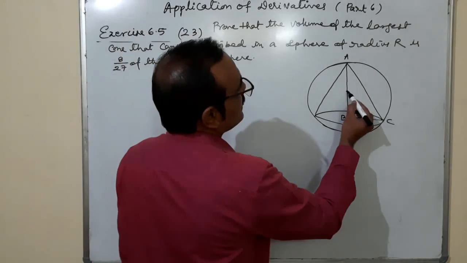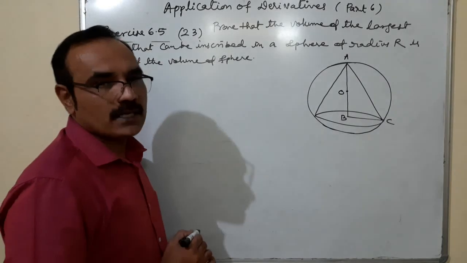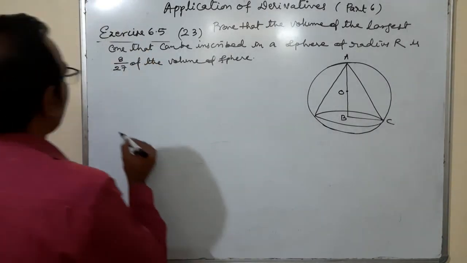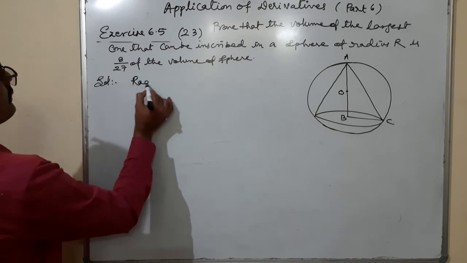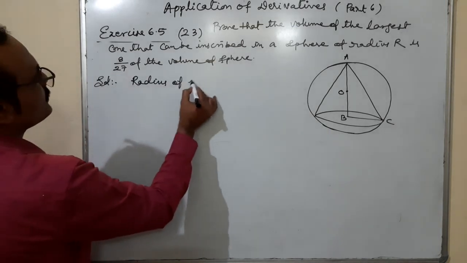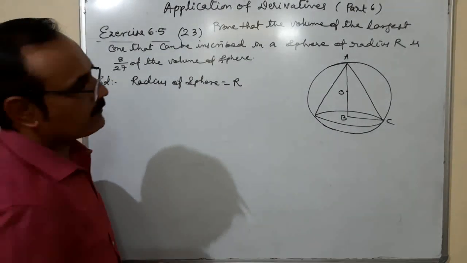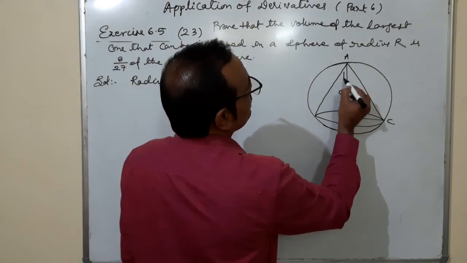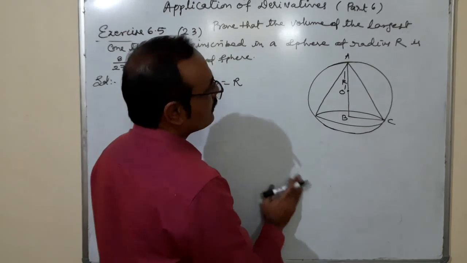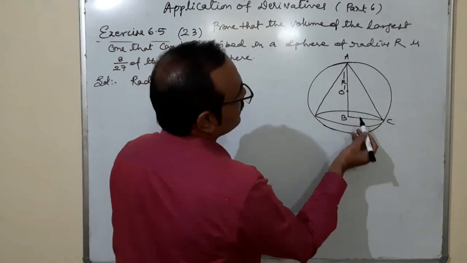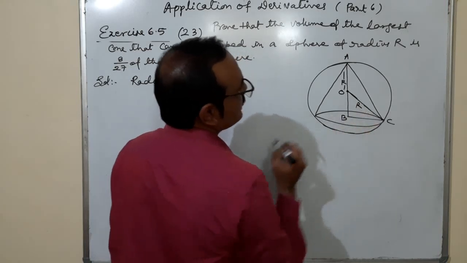Capital R is the center of the sphere. What is the radius? Capital R is the radius of the sphere. So the radius of the sphere is equal to capital R. This is also the radius, capital R.